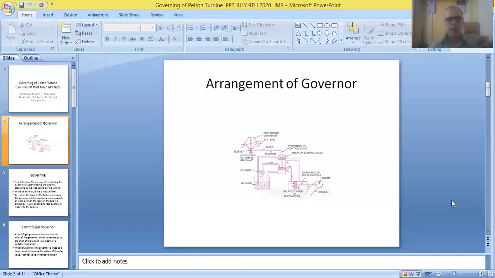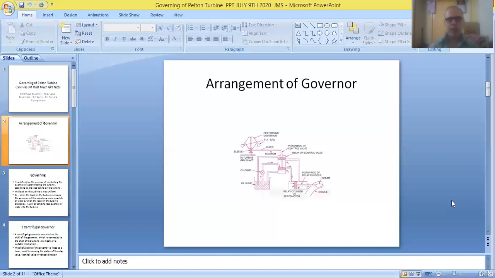One cylinder placed in vertical position is called a relay valve or control valve. And finally, another cylinder placed in horizontal position is called a servomotor. Also, it is referred to as a relay cylinder. Pistons are arranged in both the cylinders. The piston arranged in the first cylinder will naturally be moving in upward and downward directions.